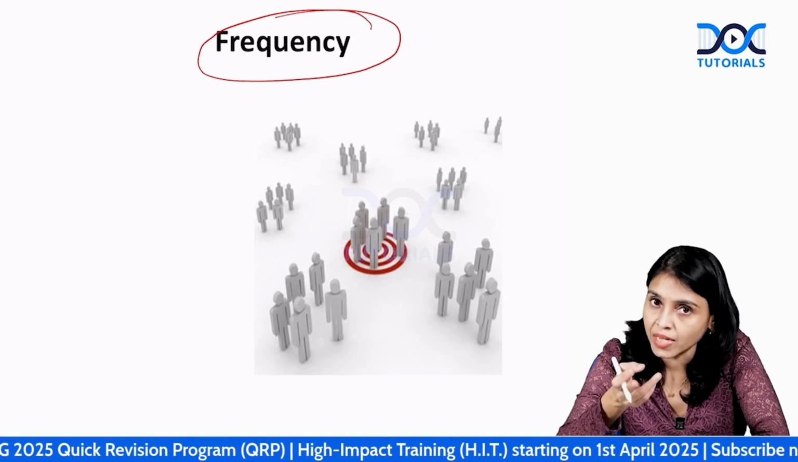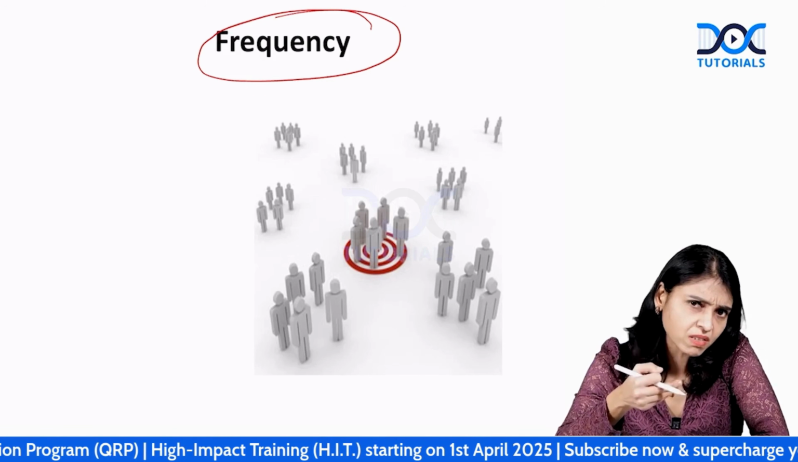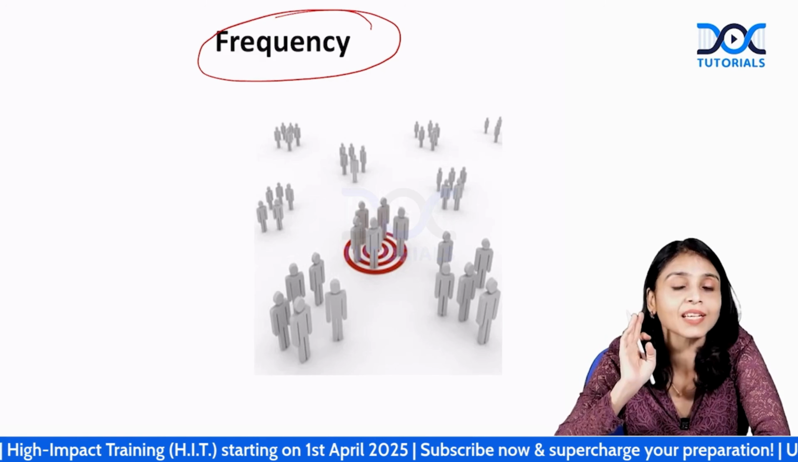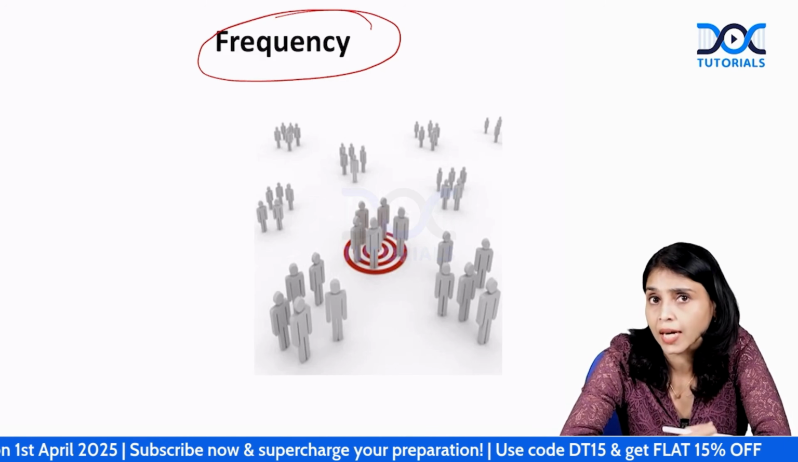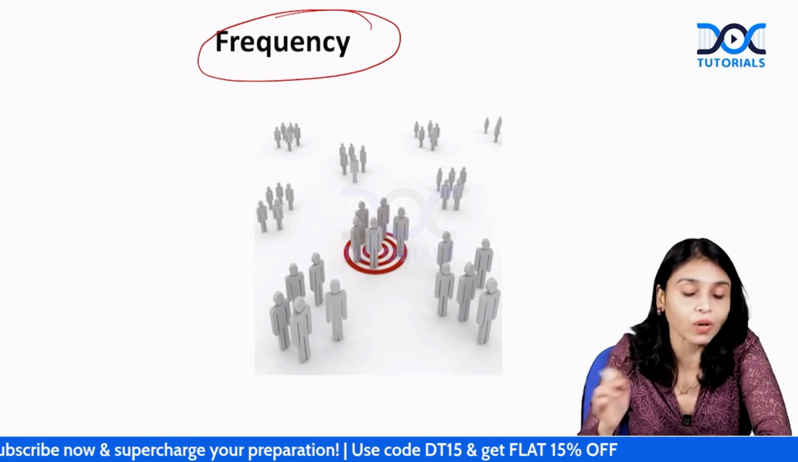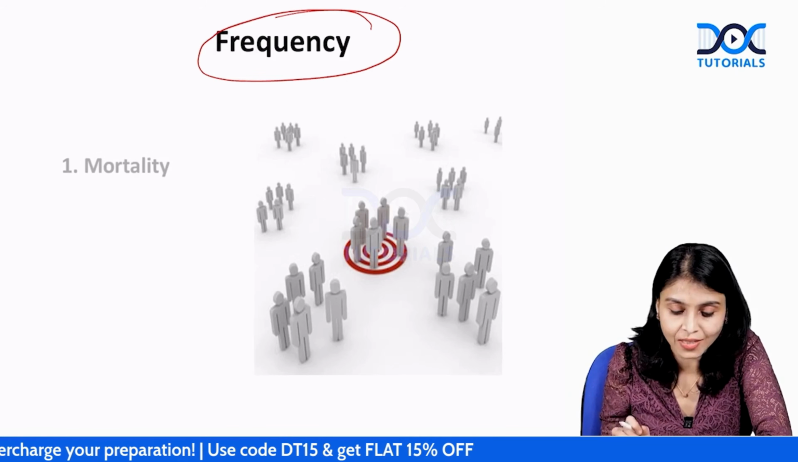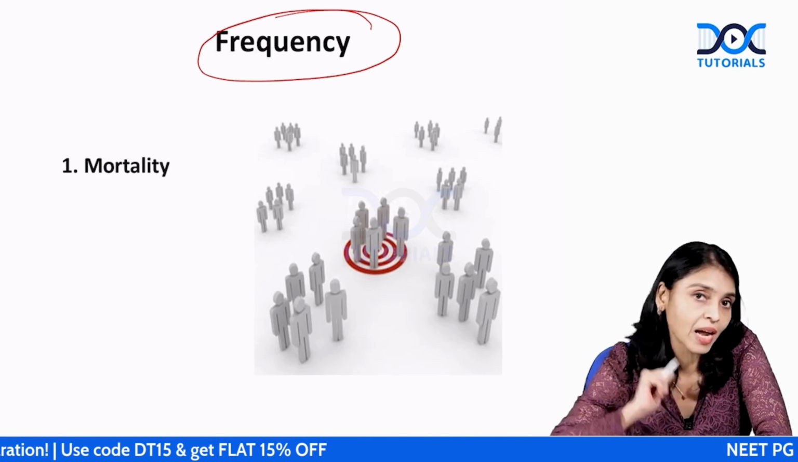We know that Nipah is a serious disease, right? Whereas COVID, nowadays, is not that serious. Why? Because the number of deaths is higher with Nipah. So what is the first thing that will help you to know whether it is a serious disease or not? Mortality. So under frequency, you count mortality first.